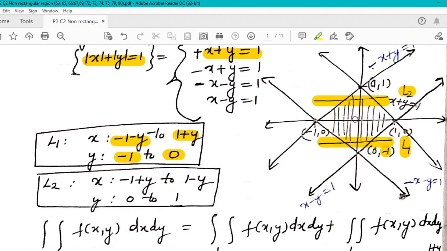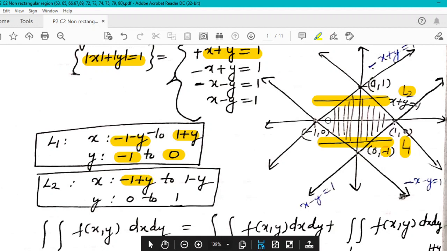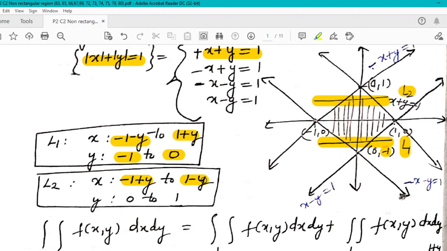Similarly, we can now look at line L2. We observe this line L2 which passes through the region. We can see that at this point the value of x is -1 plus y. And at this point the value of x is 1 minus y. So the limit of x is from -1 plus y to 1 minus y.